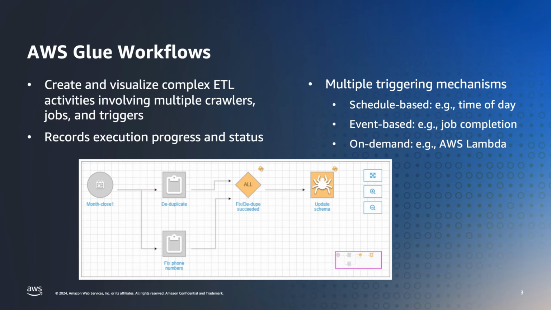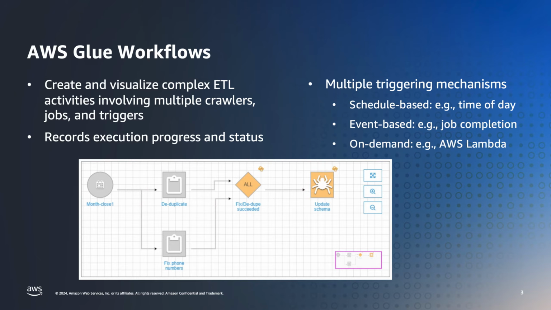Triggering in Glue Workflows can be schedule-based, so you could schedule a job to run hourly or daily, or it could be event-based, so you could configure an EventBridge rule to trigger a Glue workflow once an upstream job completes. And of course, you could also trigger a Glue workflow to run on demand, for example, from Lambda code.